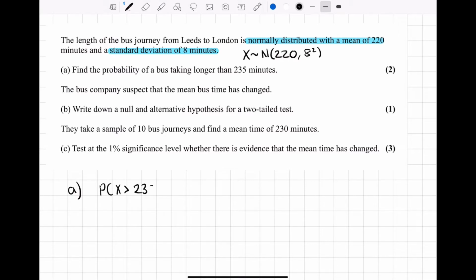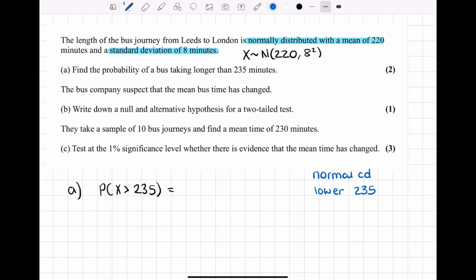So the probability that X is greater than 235. For 2 marks, don't do more work than you need to here. Go straight to your calculator. Statistics, normal CD, so we want the probability of everything greater than 235.